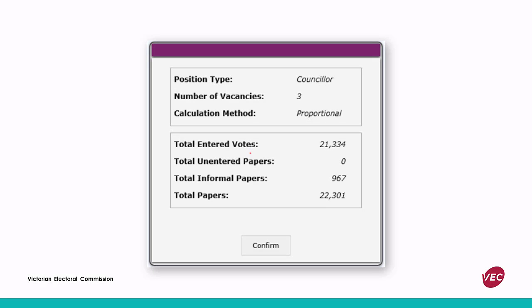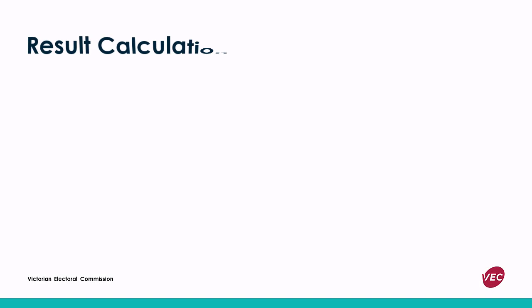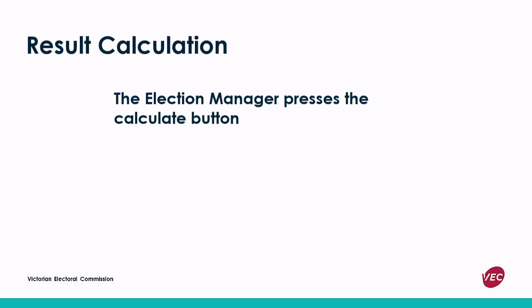The final check is the confirmation screen. The confirm button will not be enabled unless the total unentered papers figure is 0. Once final validation and reconciliation has been completed, a result can be calculated at the agreed time. The election manager will address those assembled and explain the process that will follow. The election manager will then press the calculate button on the computer. The computer will then calculate and display the result.